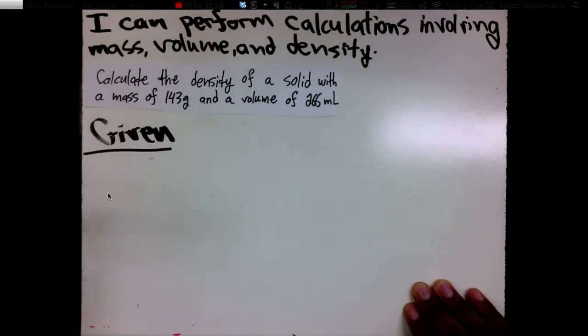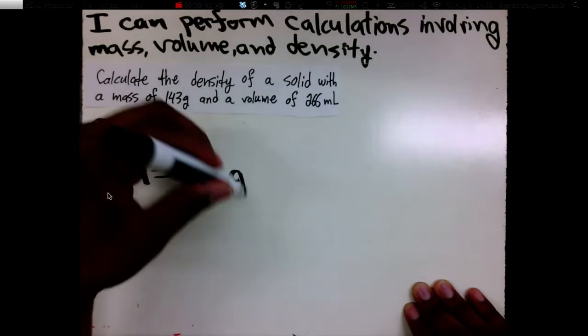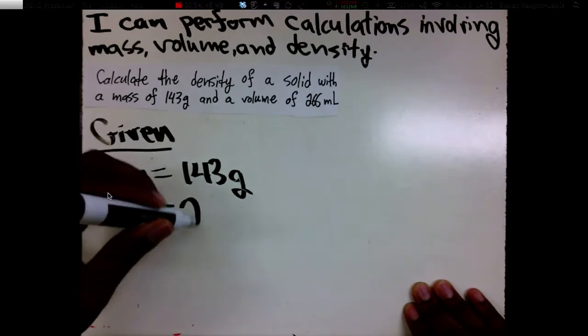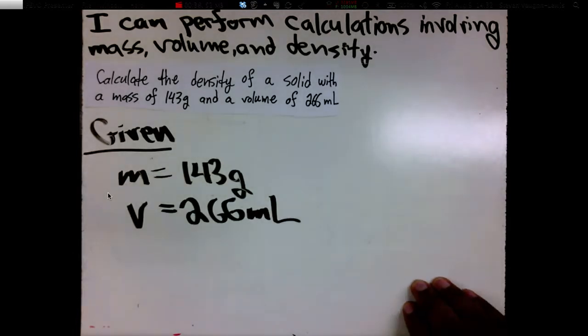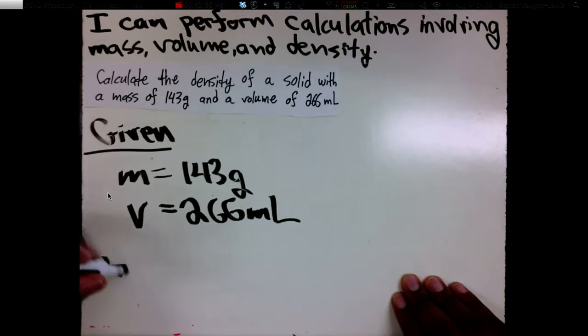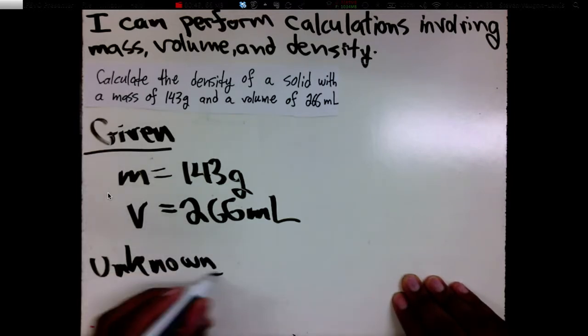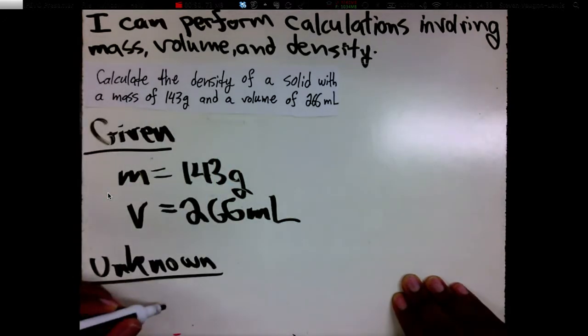First thing that's given to us in the problem is mass, 143 grams. And the other thing that's given is volume, 266 milliliters. So those are given. And our unknown says calculate the density. So we don't know the density.